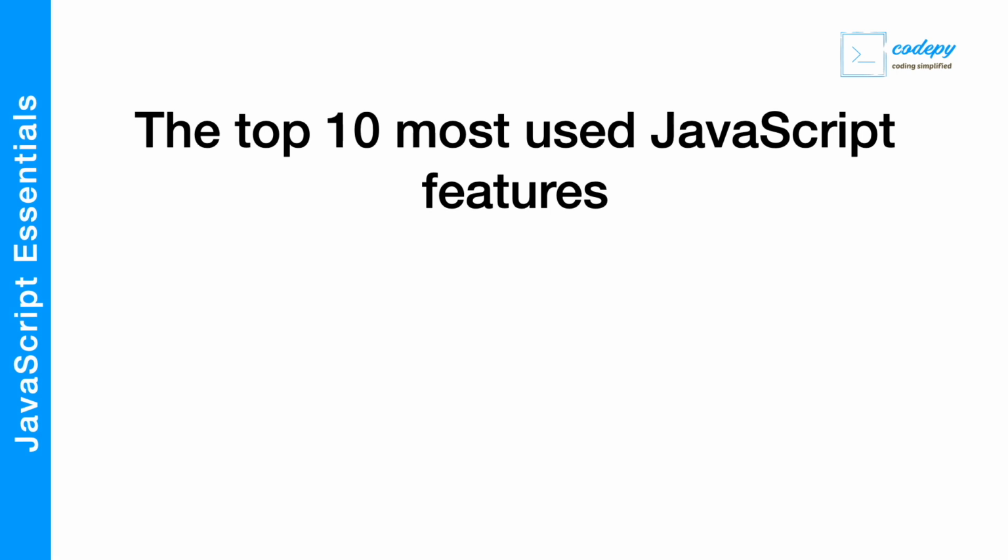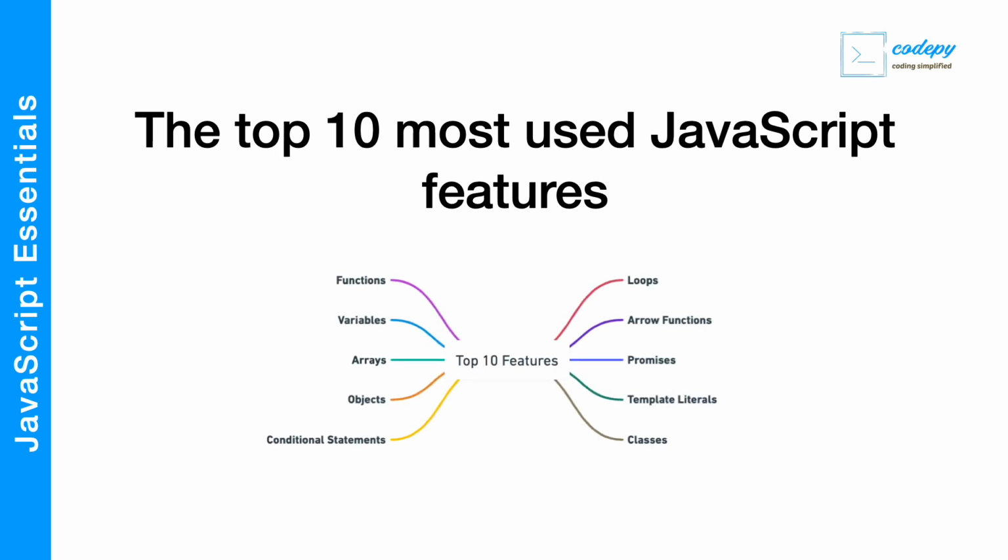The top 10 most used JavaScript features: functions, variables, arrays, objects, conditional statements, loops, arrow functions, promises, template literals, and classes.